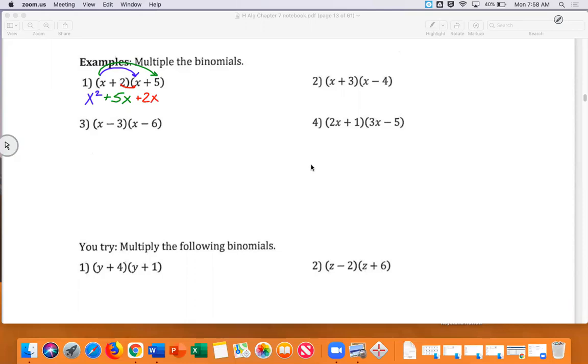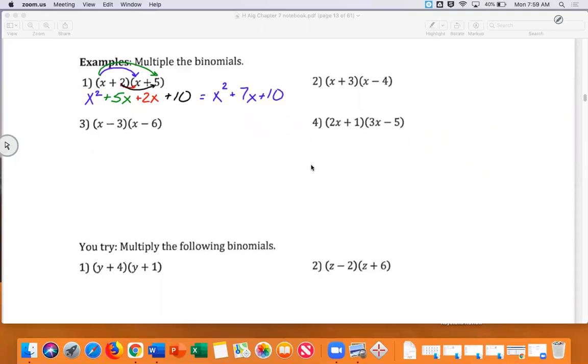And then the last terms. Harshan, the last terms are the 2 times the 5. That's 10. And I'm not done yet because I have 2 things in the middle that can be combined. That's 5x and 2x, which combine to give me 7x. So this is x squared plus 7x plus 10.